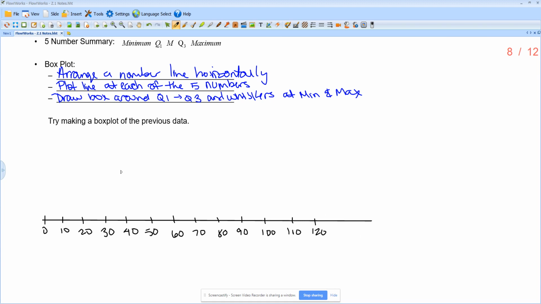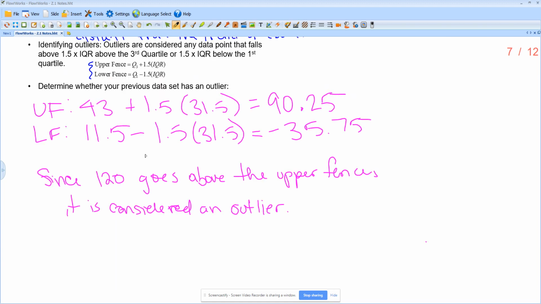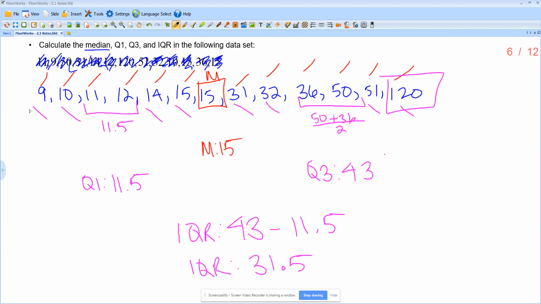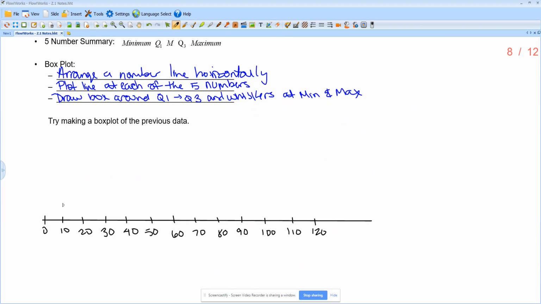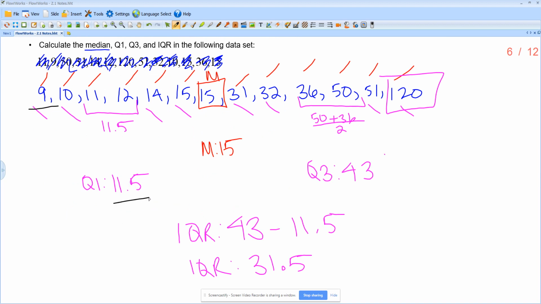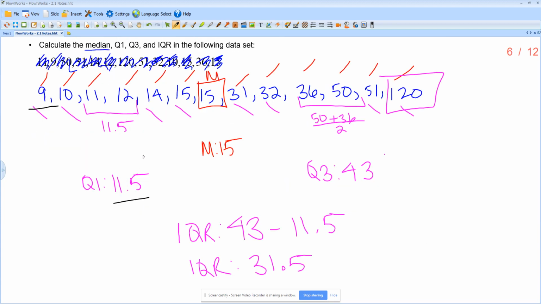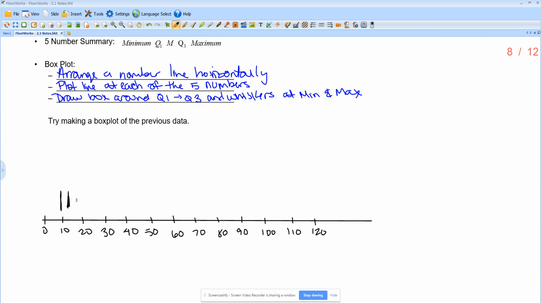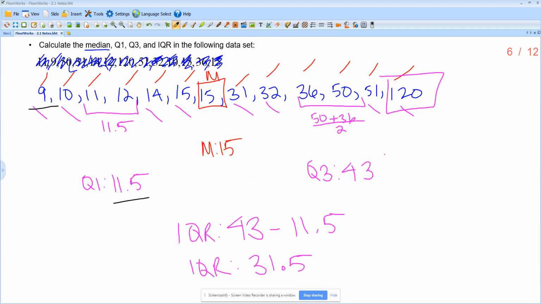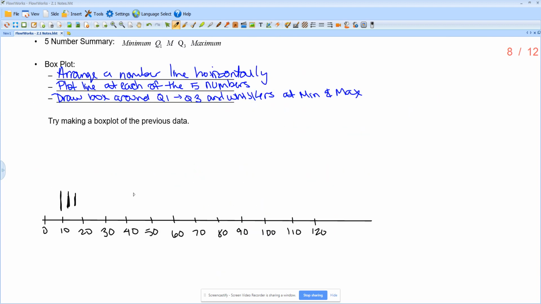Then we make a line at each of our 5-number summary pieces. So our 5-number summary, we had our minimum 9. So right about here. Our Q1, 11.5, about there. Our median, 15, right here. Our Q3 at 43, so huge jump there. And our maximum was 120. So notice I'm just making a line at each one of those.